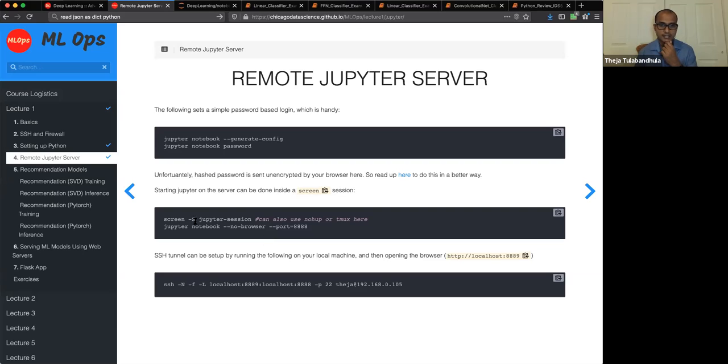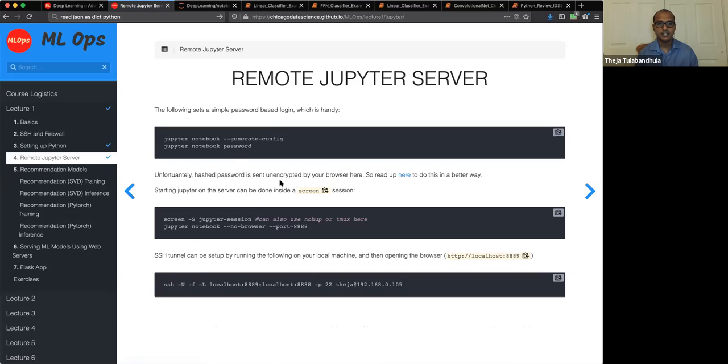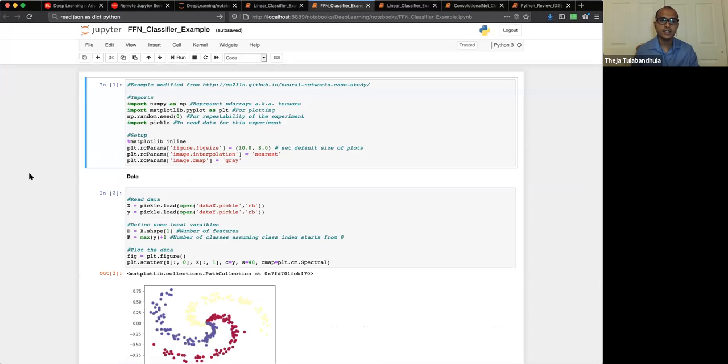So starting a screen session and running a Jupyter notebook, and then how to tunnel to connect to that particular Jupyter notebook, is also given here. So I would suggest looking at 3 and 4 to get a sense of how to get Jupyter notebook set up. Now let me go back to the Feedforward network classifier.